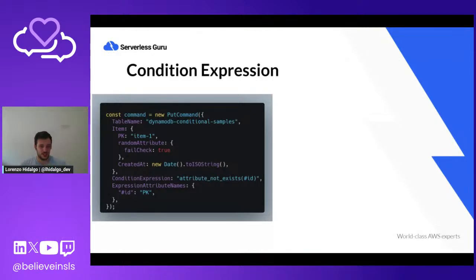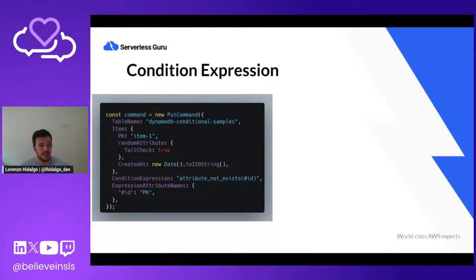So, condition expressions. What do we need to do in order for DynamoDB to not overwrite our existing documents if the attribute already exists? It's something like this. Condition expression attribute not exists. This means that when we execute a put command with a PK that already exists, so a primary key that already exists, DynamoDB will fail because it will run this condition expression, attribute not exists. It will see, oh, the attribute exists, so the put command won't be executed.